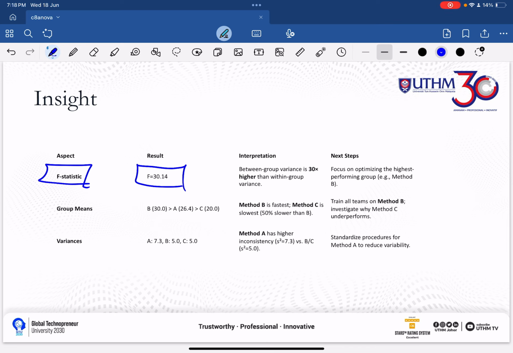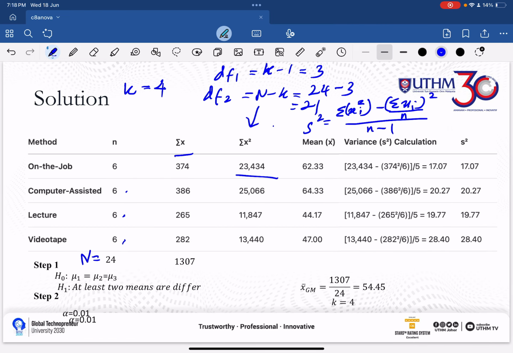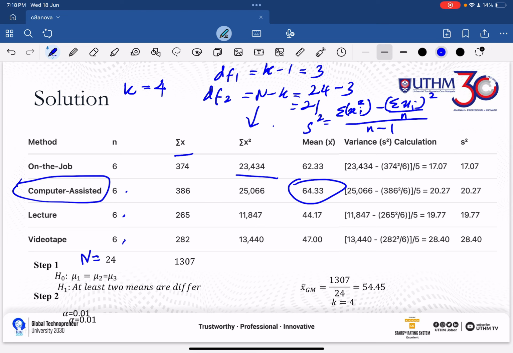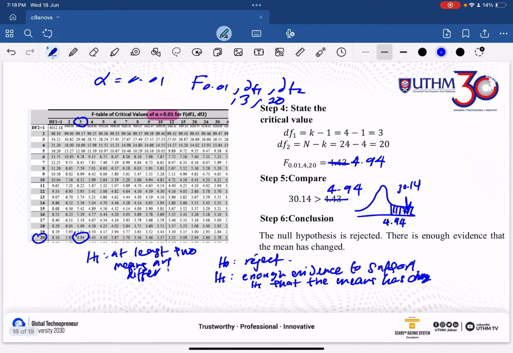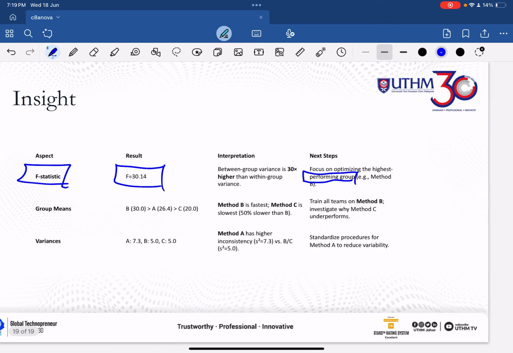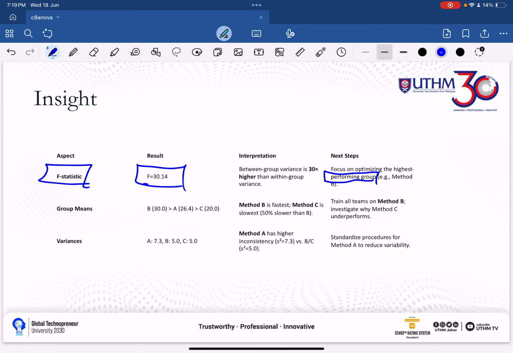Okay, so what should we do? So focus on optimizing the highest performing group. Okay, so which is the highest performing group here, if you look into the means, is method B. Okay, since this is productivity, the highest productivity from the mean is group B. Okay, group B.